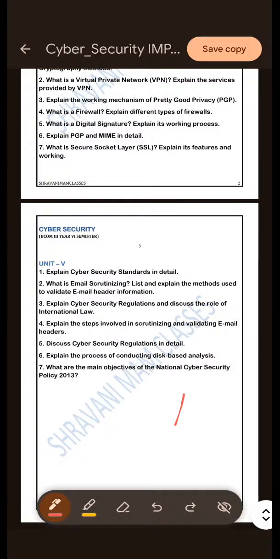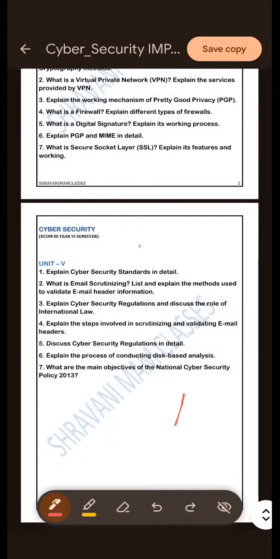Okay, and next, explain the steps involved in scrutinizing and validating email headers. This is also the same question as the email one. It's checking and verifying the email details like sender IP, domain, or path. This validation helps in identifying fake emails and so on. Explain this concept like this. Next, discuss cybersecurity regulations in detail. What are the different cybersecurity regulations? Some rules and regulations are there, no? Just explain those rules and regulations.